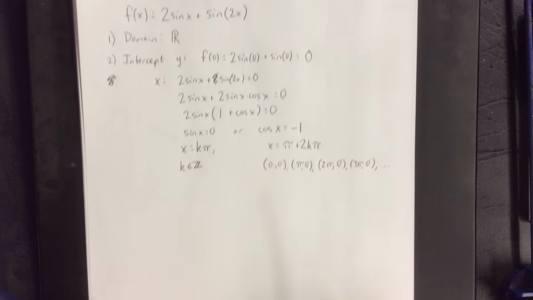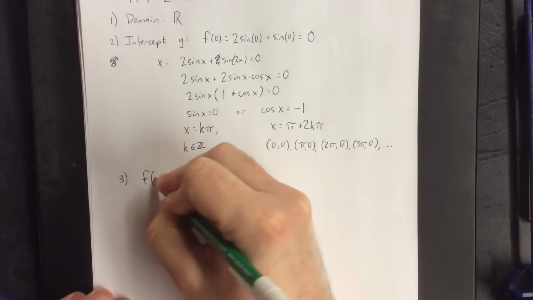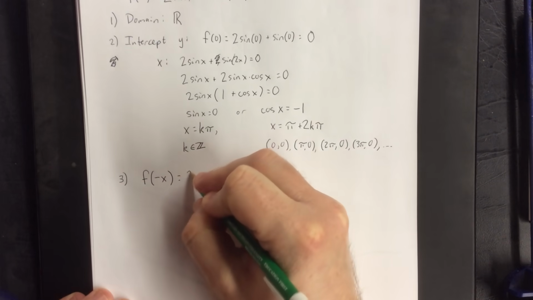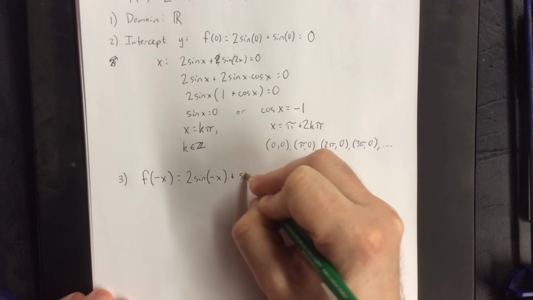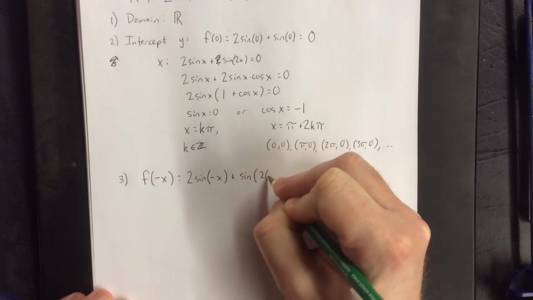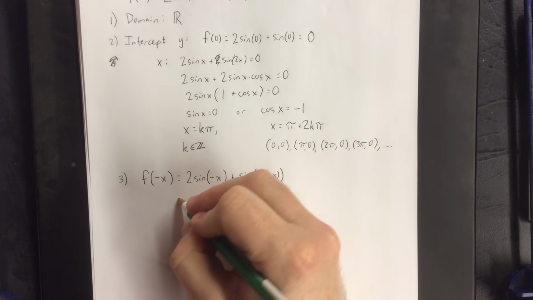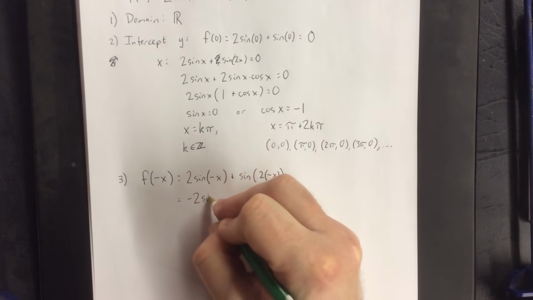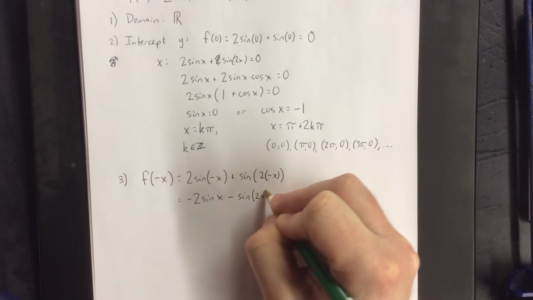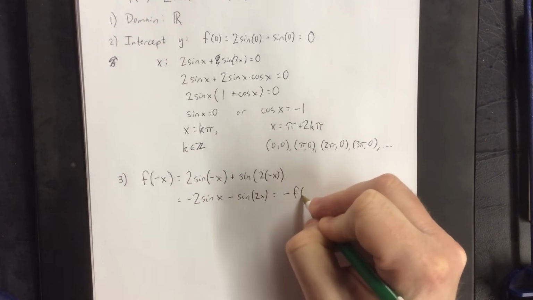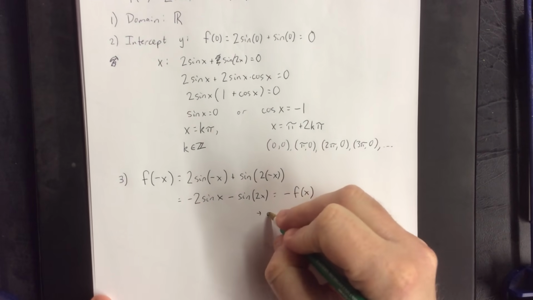All right. After this, we can look into symmetry as well. Evaluate f of -x and see what we wind up getting. Now, fun fact for you, the sine function is an odd function, which means that if I add together multiple sine functions, all of their angles can be factored out to become -2 sine of x minus the sine of 2x. This, of course, would be the opposite of the original function. This lets me know that the function is going to have origin symmetry.